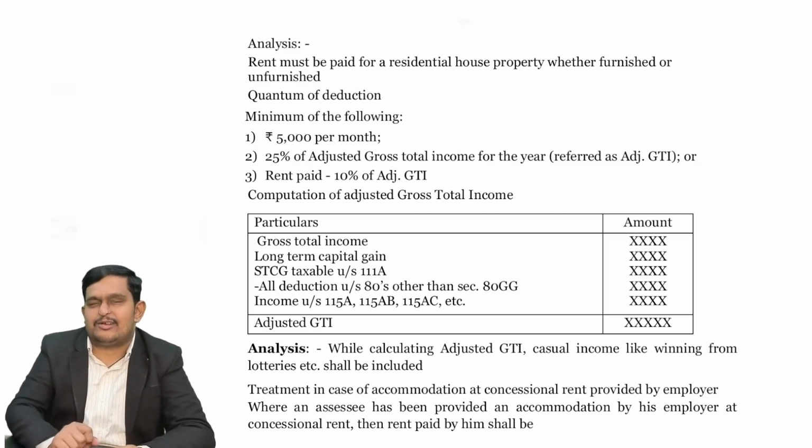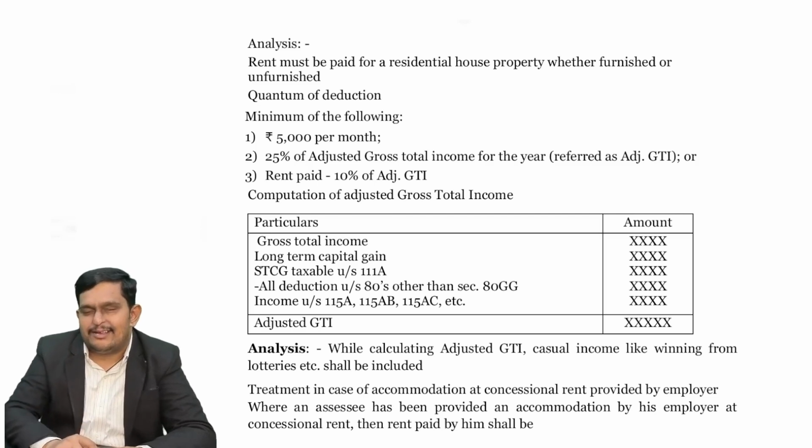Now, this adjusted gross total income, you have to multiply with 25%. You have to multiply with 10% in the third one. Like that, if you do, you will be able to solve the problem.